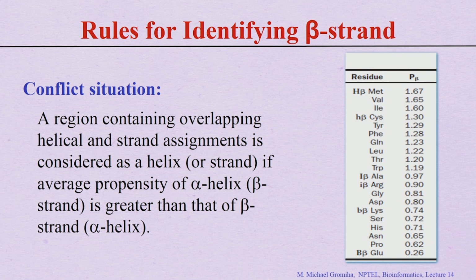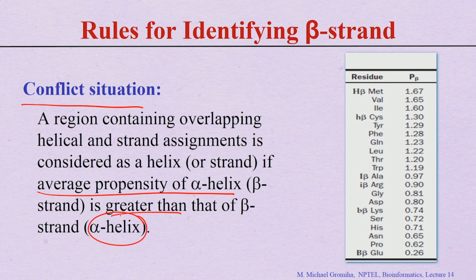For example, if you find a conflict situation, where the same segment can be predicted as helix and also as beta sheet, what to do in this case? Get the segments, assign the real values and see which one is dominant. If the average propensity for alpha helix is greater, then this is alpha helix.